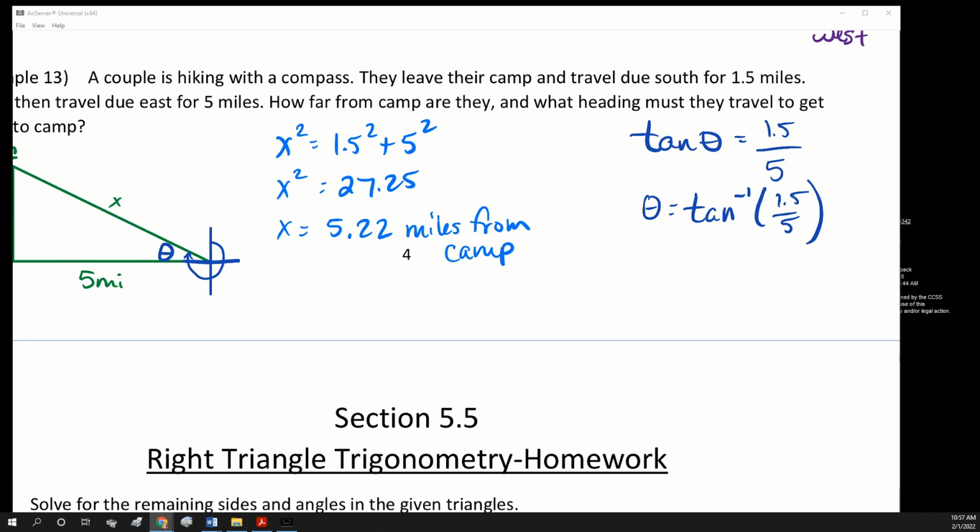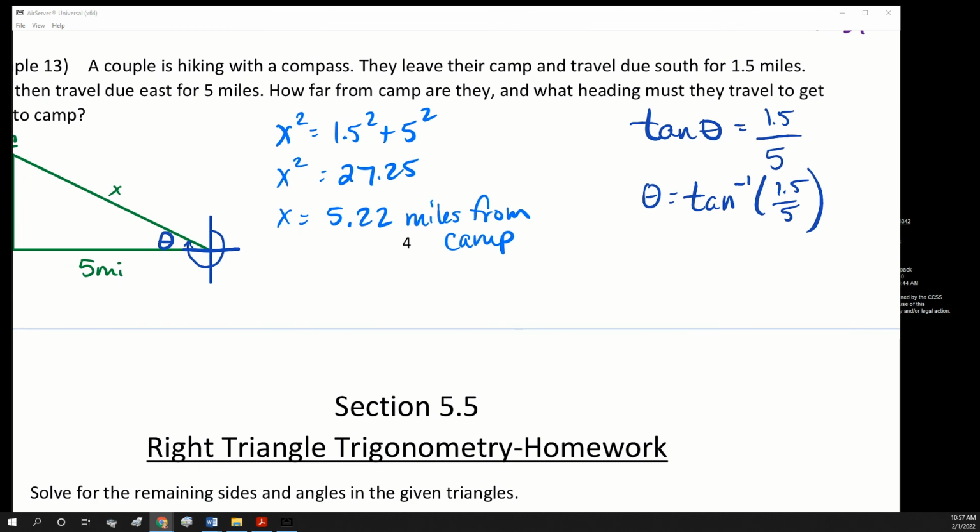So we know this angle, but we want to know this one. What would you do to it? You would add 270 to it. So from here to here is 270 plus a little bit more that we found. That's going to be the heading. That's why you need to make sure you take your calculator with you when you go hiking. So the heading back is going to be 270 degrees plus whatever we get for the inverse tangent of 1.5 over 5.